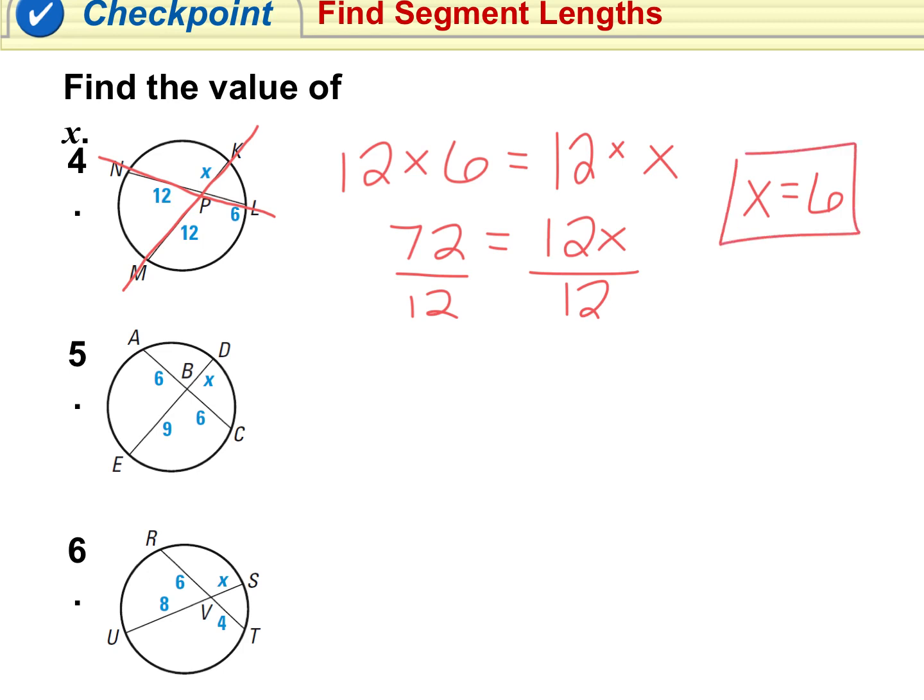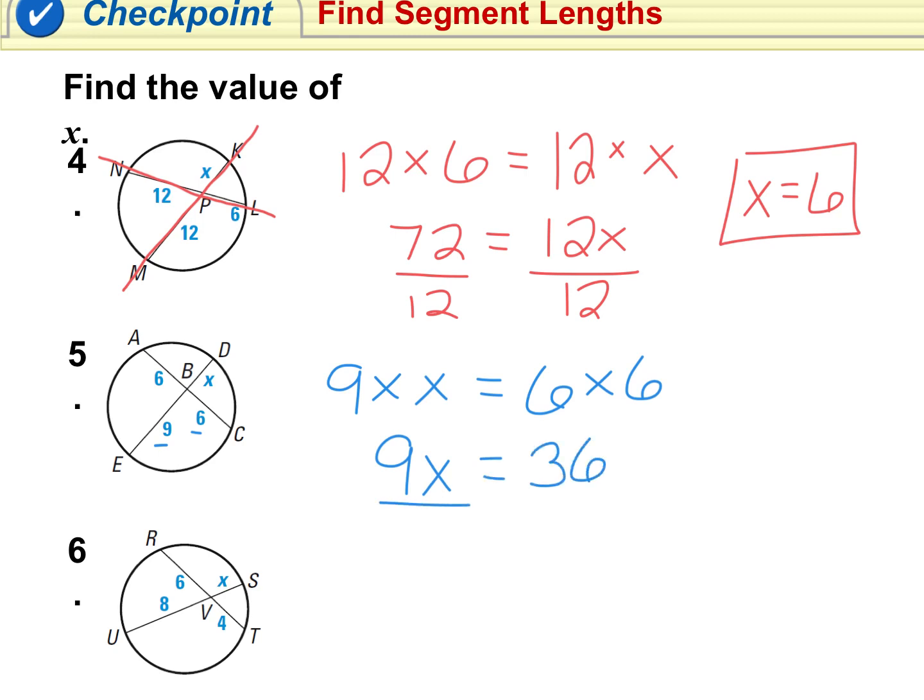Something that I saw from a couple people, and it's common, okay? Some of us put together 9 and 6. Why can I not put together 9 and 6? Because they're not a part of the same chord. So what should go with 9? X should go with 9. And then what's the other line made up of? 6 and 6. So on this side we have 9 times X, and then we have 6 times 6. 36. Last step. Divide by 9. X equals 4.